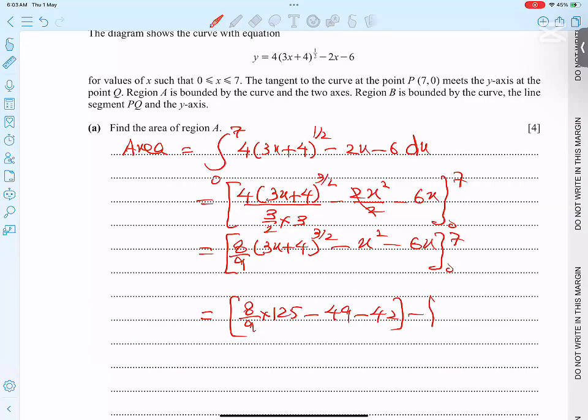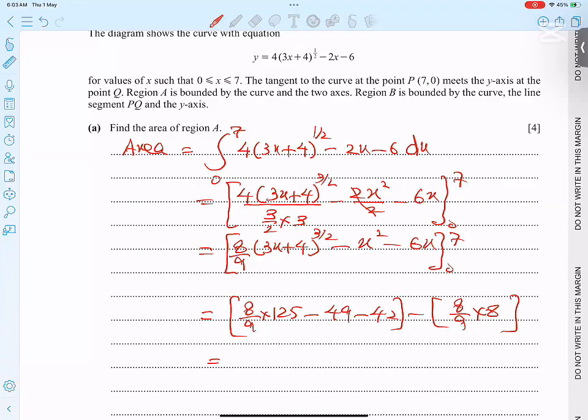Now negative. Now I'm plugging in 0 here. When I plug in 0 here, what is 4 to the power 3 by 2? So 4 to the power 3 by 2 is basically 8. But outside, 8 over 9 times 8. Plug in 0, 0, both gone. And we have this done.